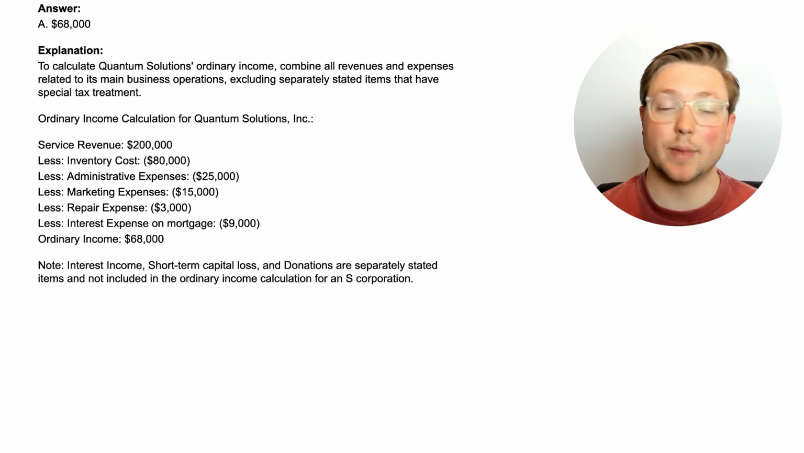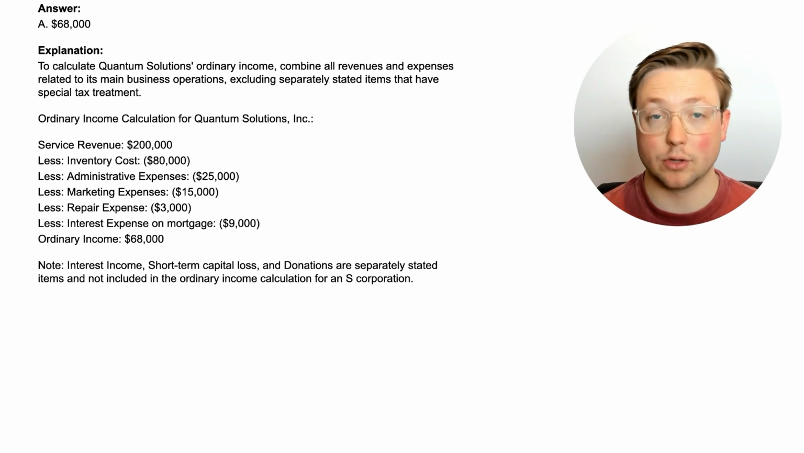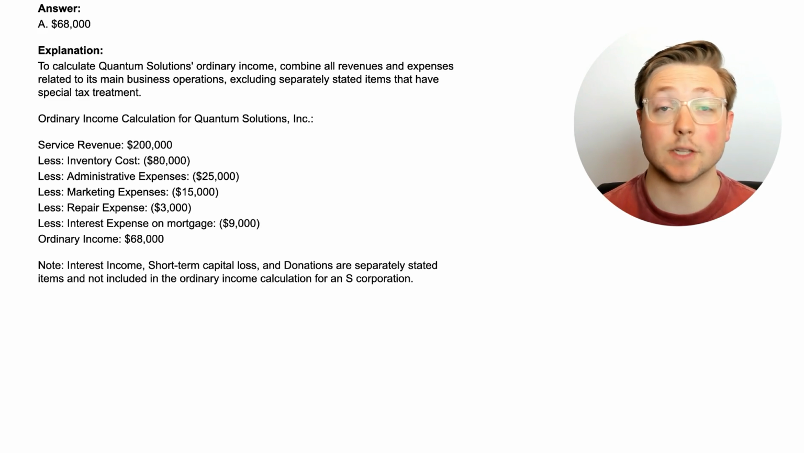Okay, so basically ordinary income is most of the normal business stuff. However, there are certain things that are considered separately stated items, and we're going to learn about that, and they are not included in ordinary income. So let's go ahead and go to the next question to start learning about that.